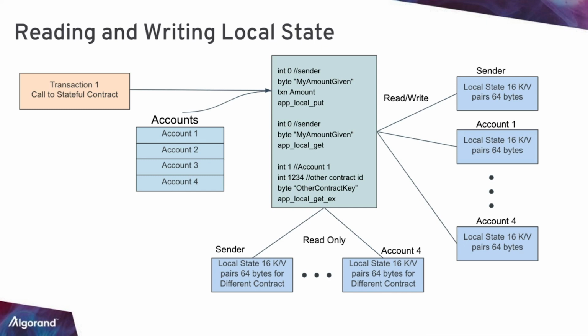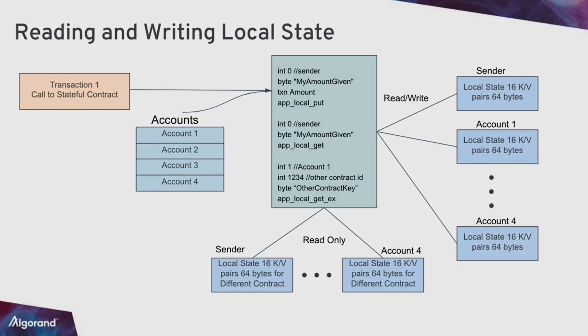So not only can you read and write local state for the sender and multiple accounts for that specific smart contract, but you can also read any other contract in the entire ecosystem and read its values for those particular accounts, which is nice.